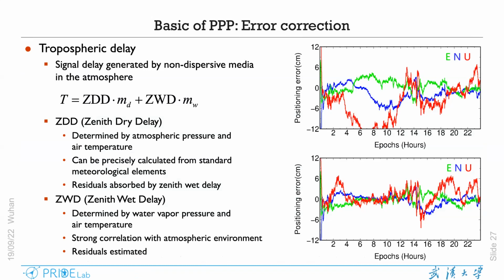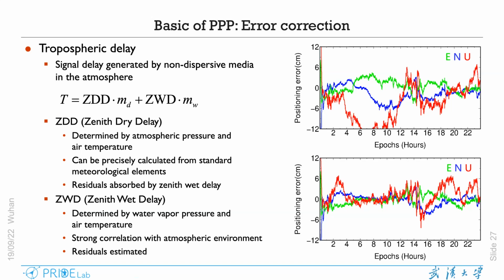All right, this is the description of the zenith troposphere delays. We can see here, the troposphere delays are divided into two parts. The zenith dry delay can be precisely calculated from standard meteorological elements. And this kind of meteorological records can be obtained from the local sensors around the GPS stations. And you can always use some standard meteorological recordings to do this estimation of the ZDD.